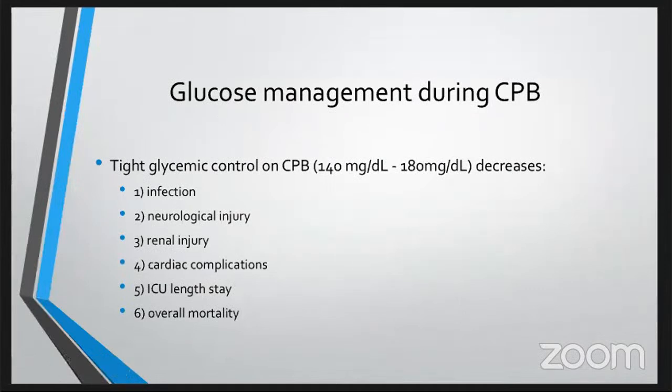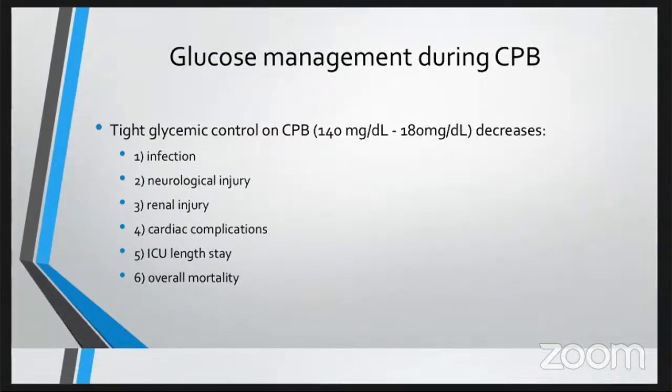Moving to glucose management during cardiopulmonary bypass, we have to maintain tight glycemic control, usually around 140 to 180 milligrams per deciliter. This will decrease the incidence of infection, neurological injury, renal injury, cardiac complications, ICU length of stay, and the overall mortality as well.